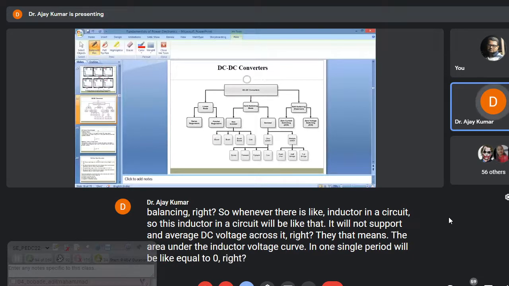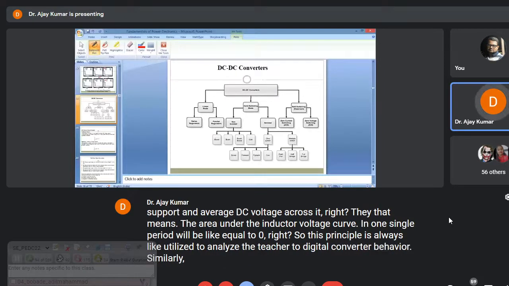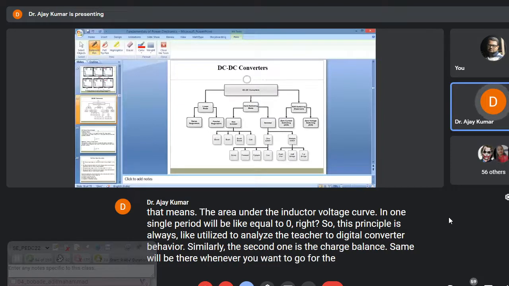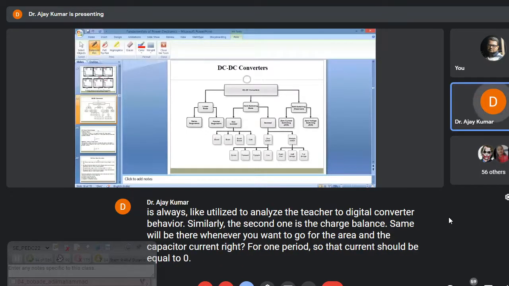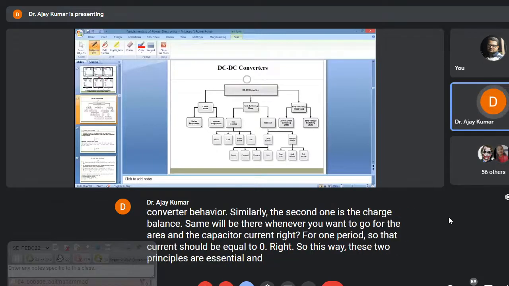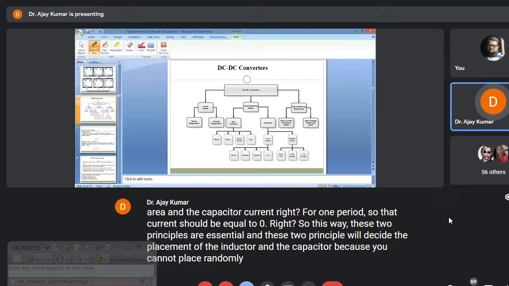Right? So this principle is always utilized to analyze the DC to DC converter behavior. Similarly, the second one is the charge balance. The same applies whenever you consider the area under the capacitor current curve for one period, that should be equal to 0, right? So these two principles are essential, and they will decide the placement of the inductor and the capacitor, because you cannot place the inductor and the capacitor randomly in the different DC to DC converter topologies, right?